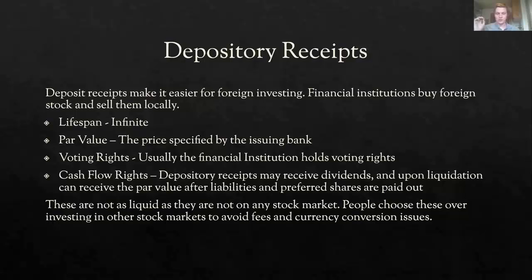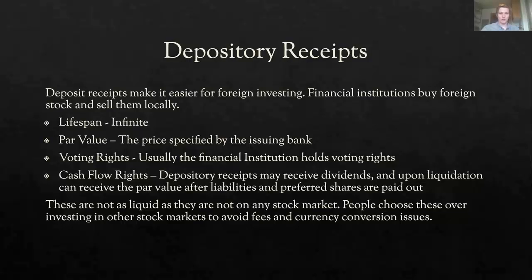Okay, so depository receipts. This is the last equity security. What depository receipts do is they make foreign investing easier. How they work is financial institutions like a bank will buy foreign stock and then sell them locally to people. It's much easier to go through a local financial institution than to shop on international markets. You also have to deal with the conversion and certain fees for buying because you're not in the country.